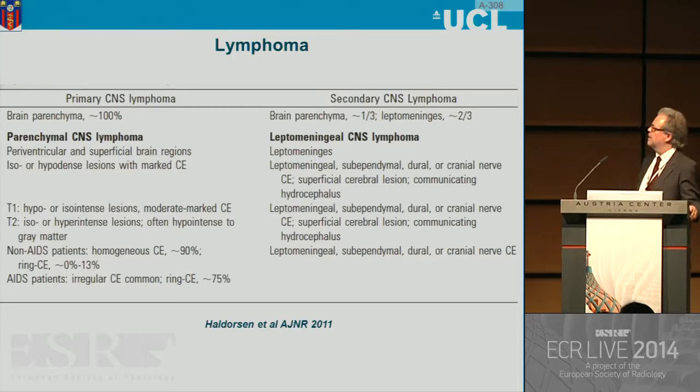Brief recap: you can get primary CNS lymphoma, which arises in the brain parenchyma in nearly 100%, and then you have secondary CNS lymphoma. So these patients have systemic lymphoma, and the brain is affected as a second stage. It's basically metastasizing lymphoma, and there the brain parenchyma is only affected in a third, but in 2/3 it's more leptomeningeal, ependymal disease, and so forth.